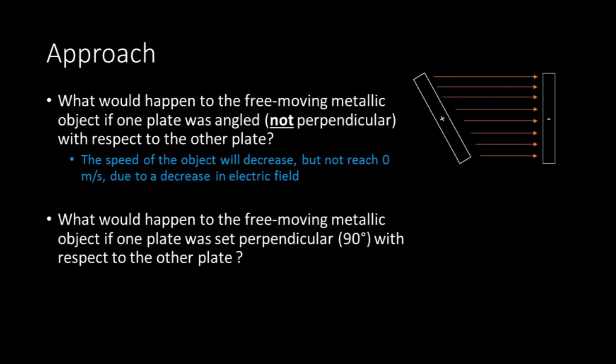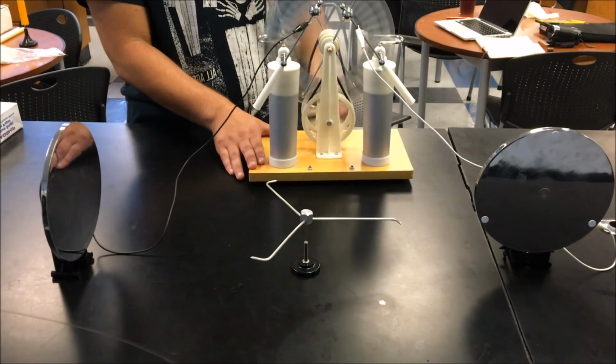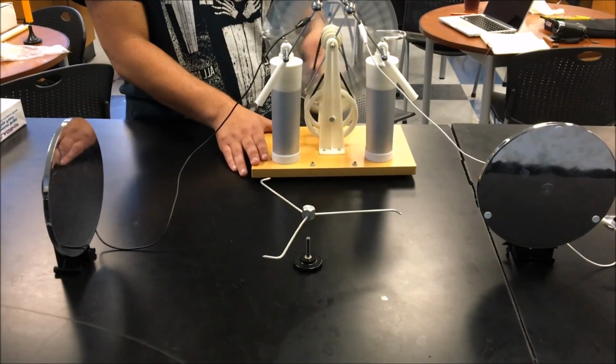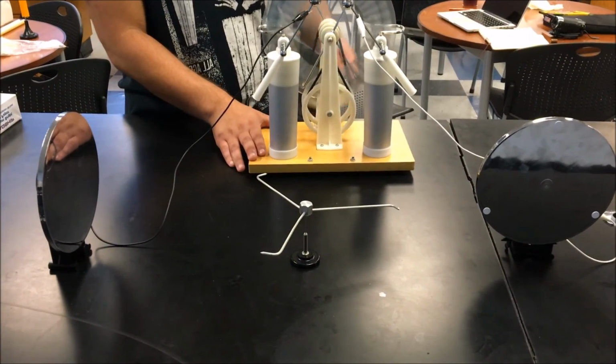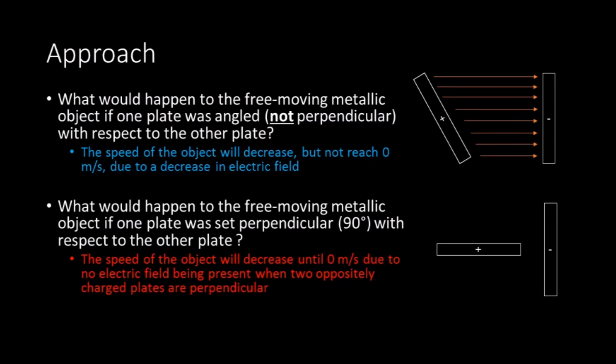So what would happen to the free-moving object if one plate was set perpendicular with respect to the other plate? Well, the speed of the object will decrease until 0 meters per second. This is due to no electric field being present when two oppositely charged plates are set perpendicular to each other.